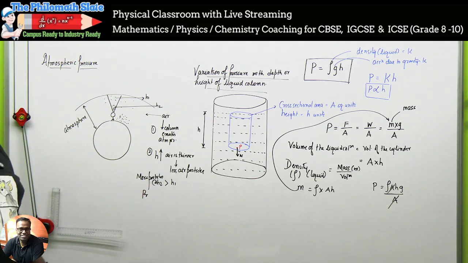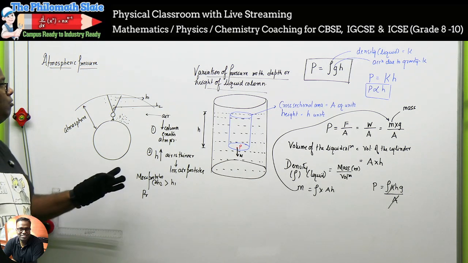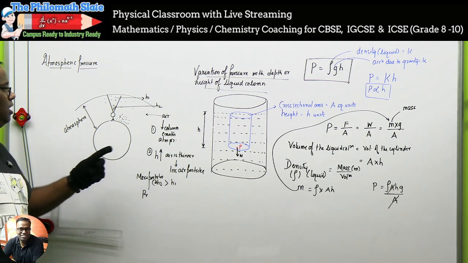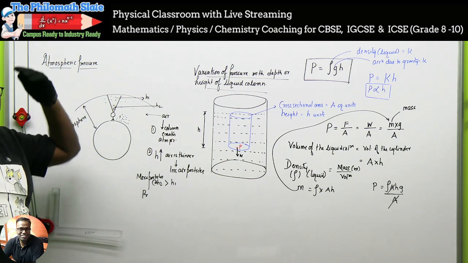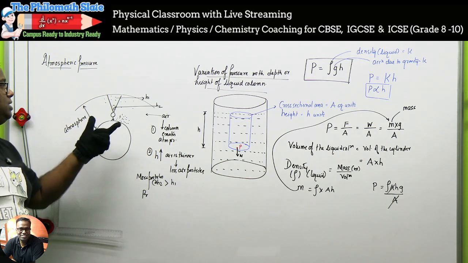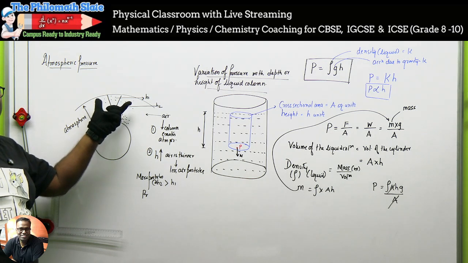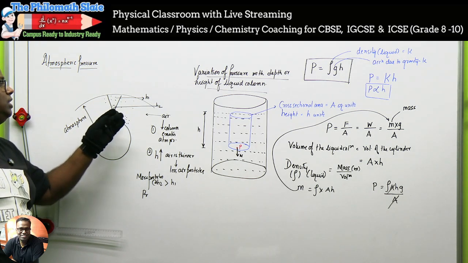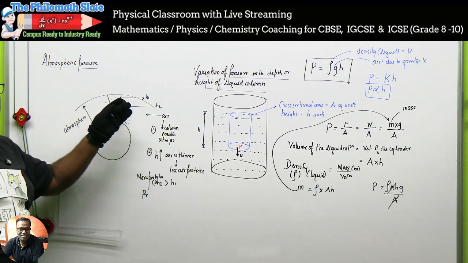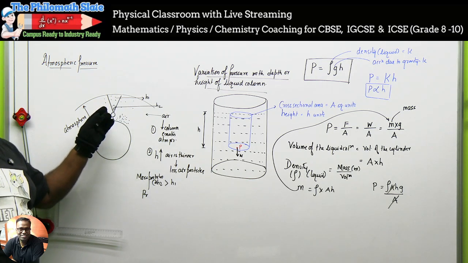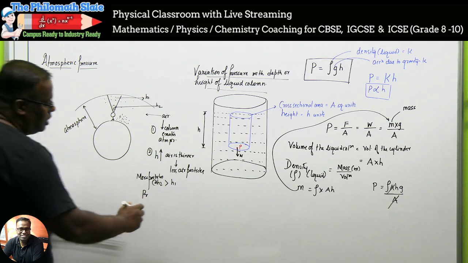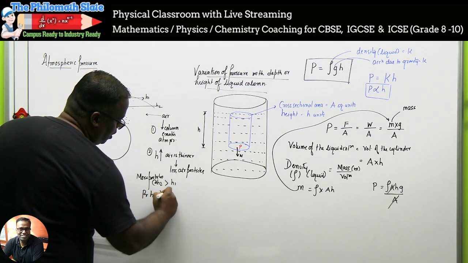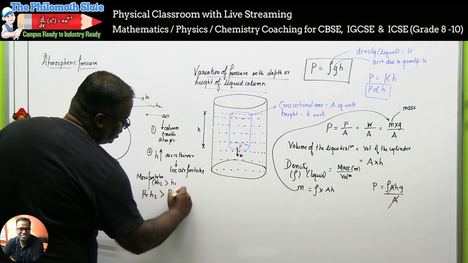The air column creates pressure. Air above you is creating pressure, and the air is getting thinner as we are going up and up. So we've taken two heights, h2 and h1. At h2, I have got fewer air particles, and at h1, I have got more air particles. Therefore, the pressure at h1 will always be greater than the pressure at h2.